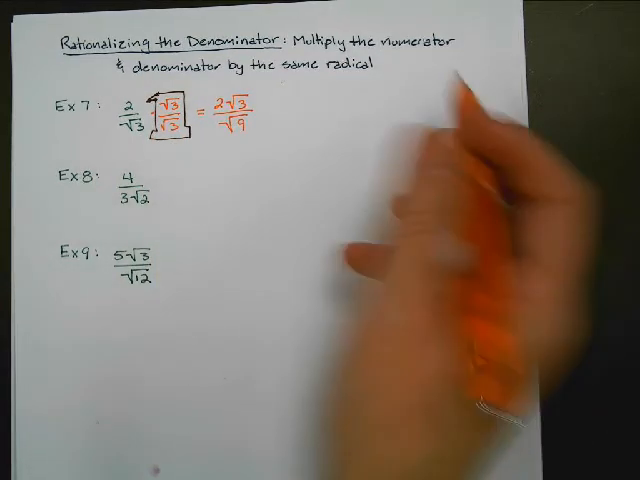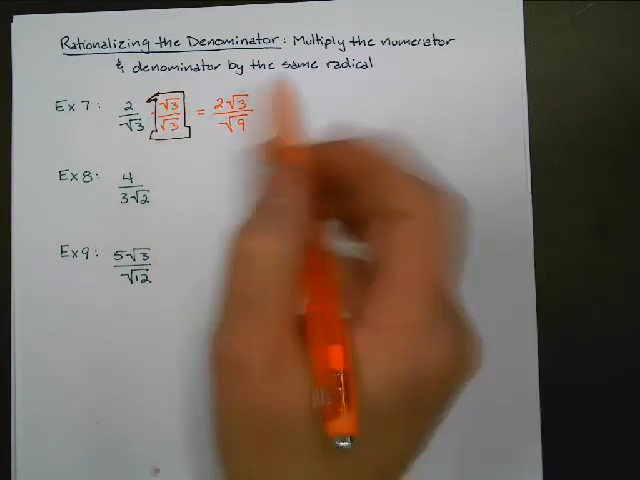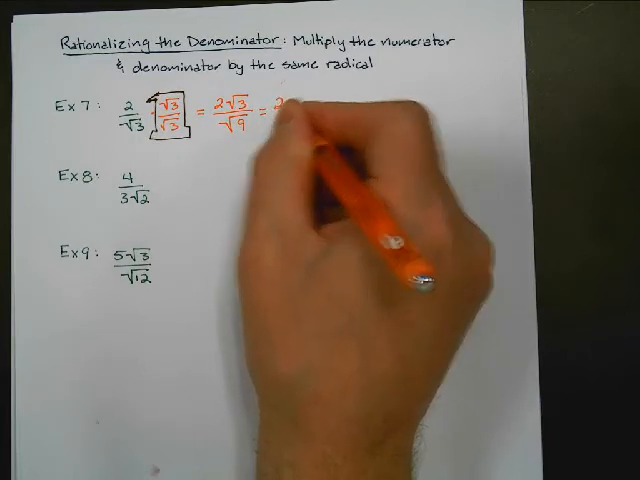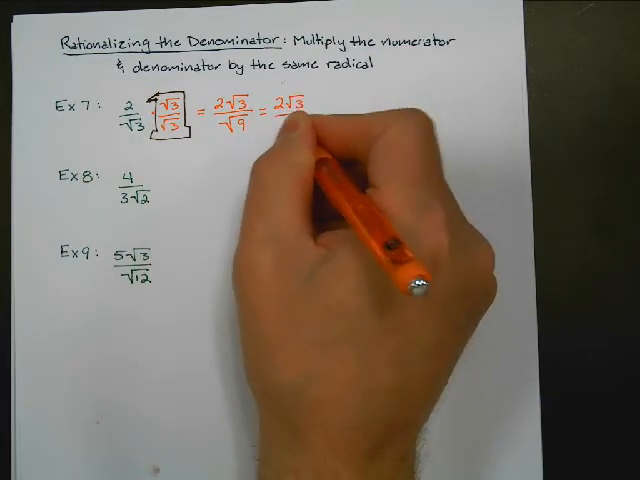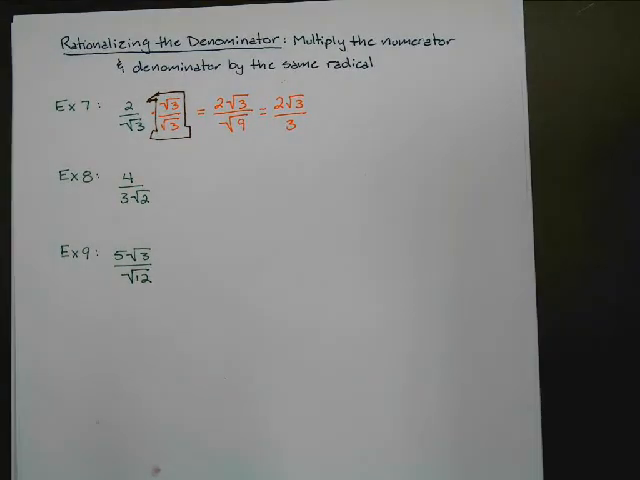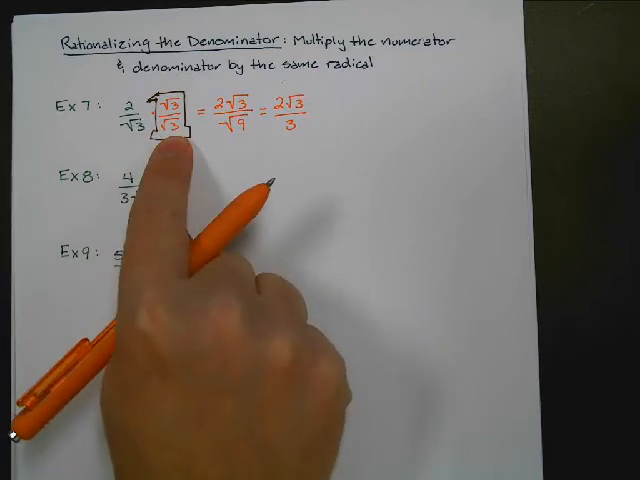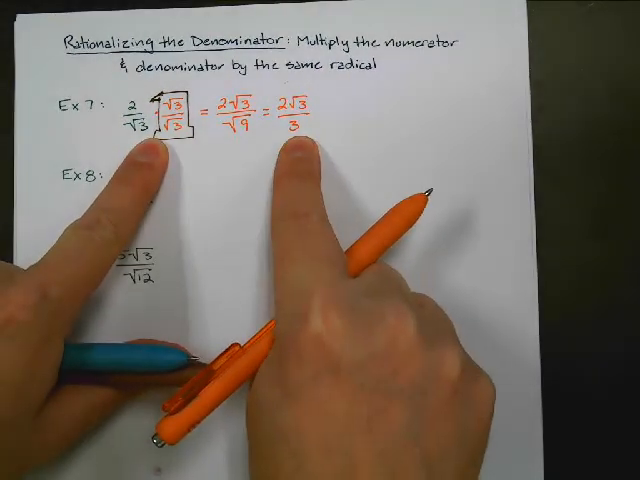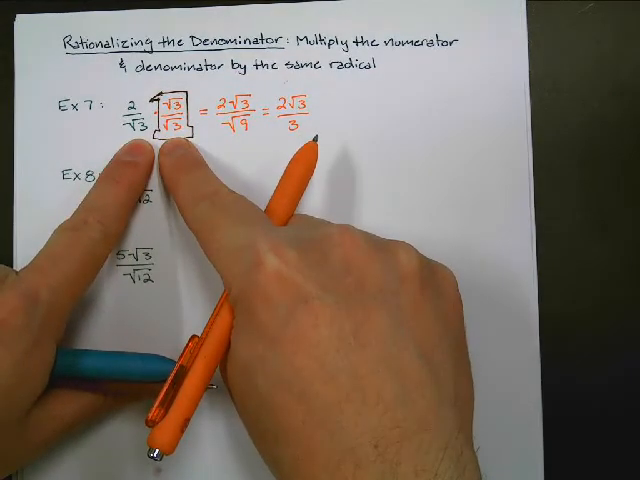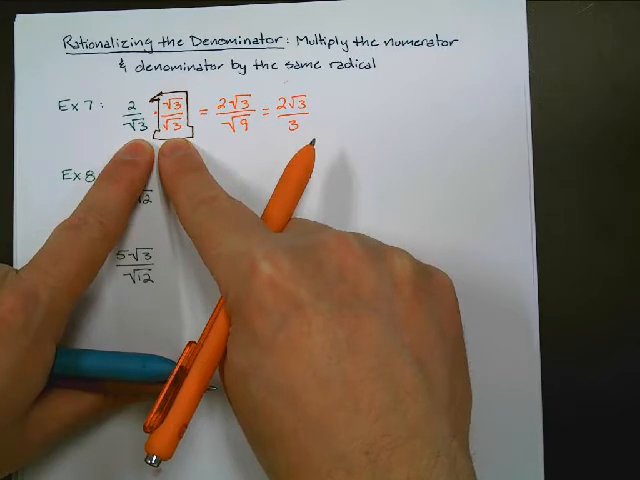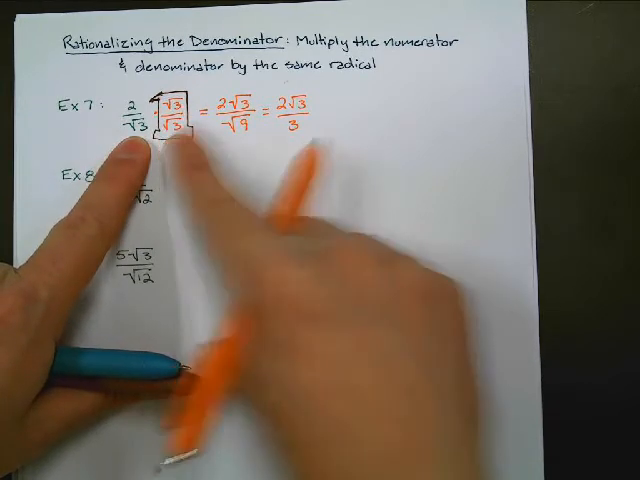Okay, so why was multiplying by root 3 over root 3 helpful? Because root 9 is 3. And now the radical is out of the denominator. Now, anytime you multiply a radical by itself, look what happens. The radicals go away. Why did it happen? Because we just squared root 3. This is root 3 times itself. And squaring is the opposite of square rooting. So if I square these numbers, it just takes away the root, and I get 3 over here.